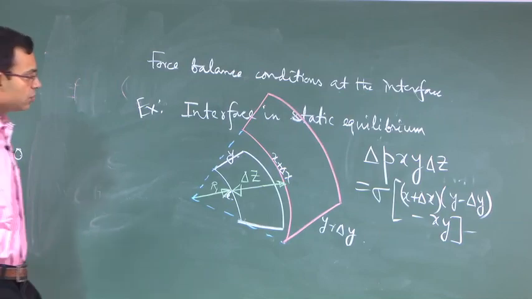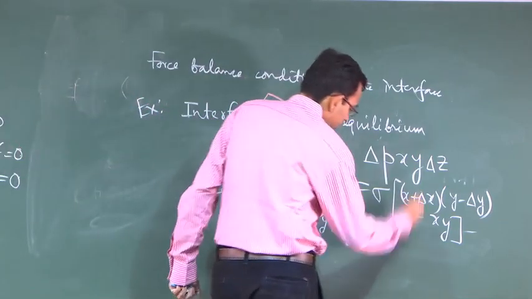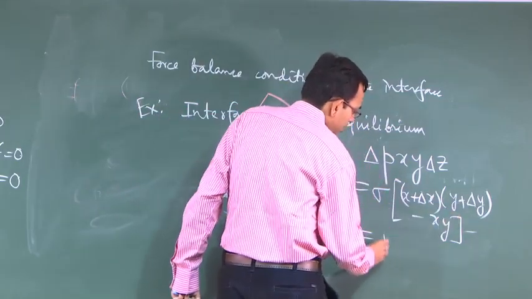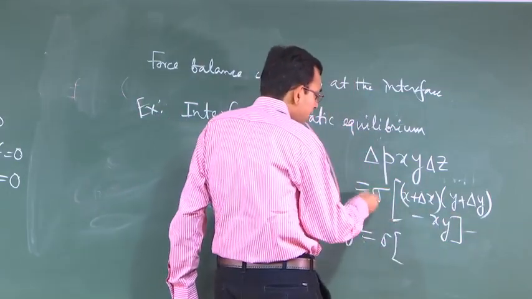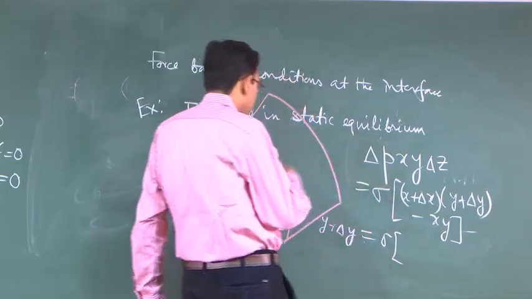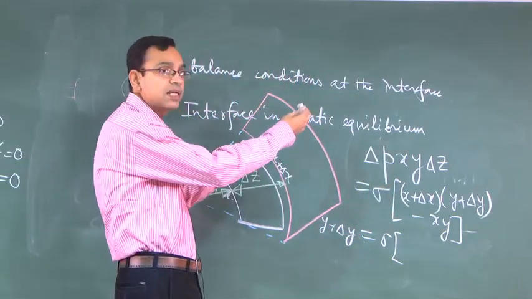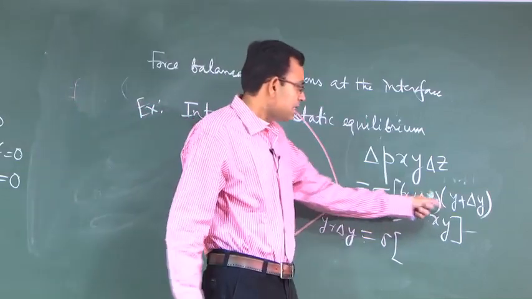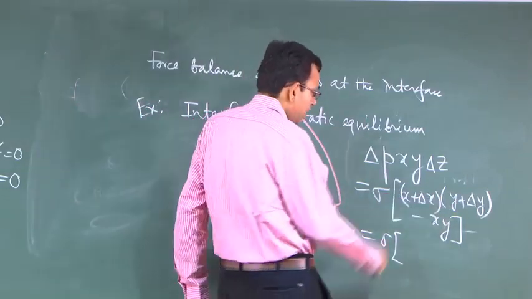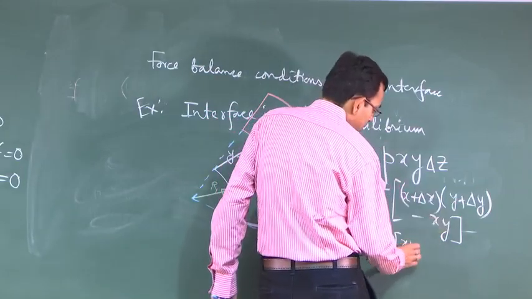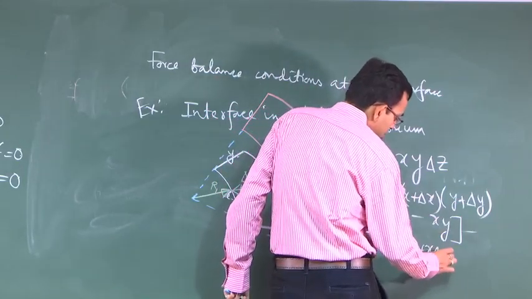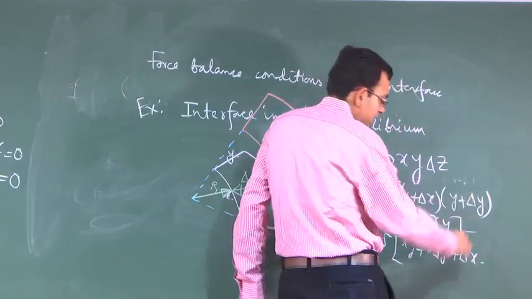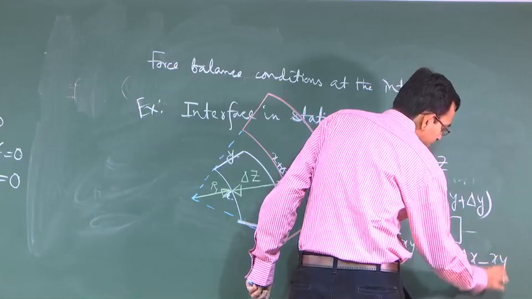So, this is sigma. When you write sigma, this is sigma between the two phases. If one side is liquid, another side is vapor, then it is sigma LV. So, x plus delta x into y plus delta y gives xy plus x delta y plus y delta x plus delta x delta y, this last term we neglect because it is very small, minus xy.